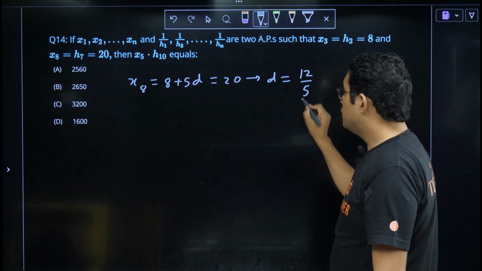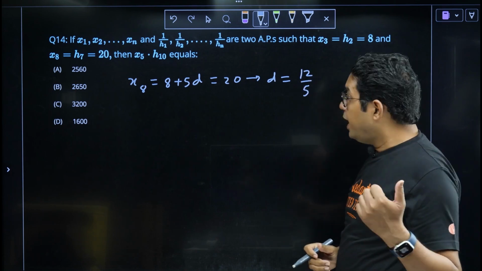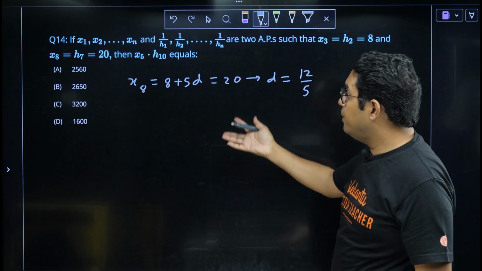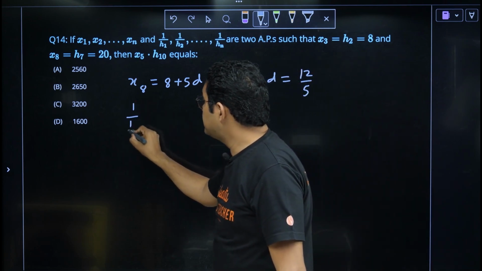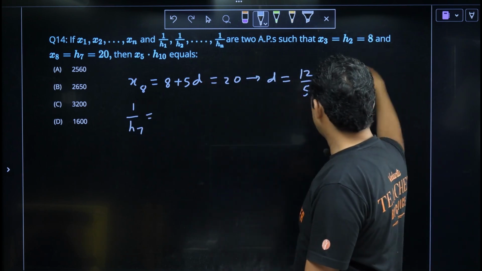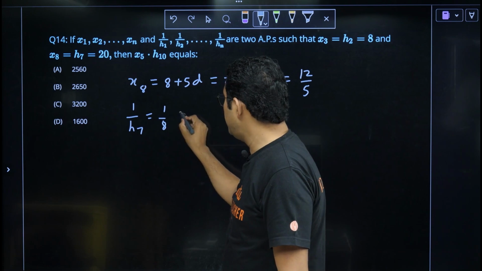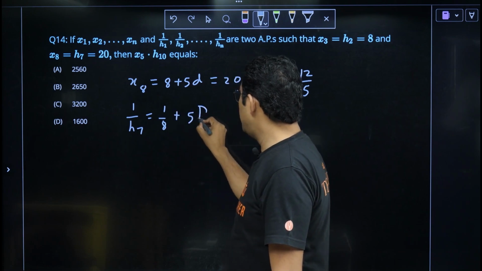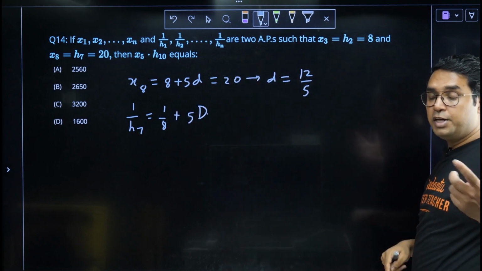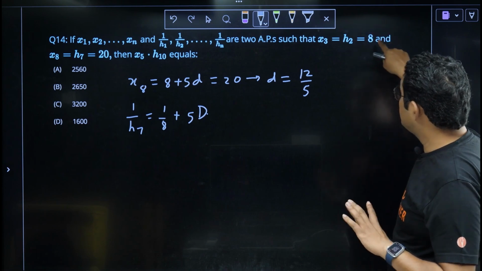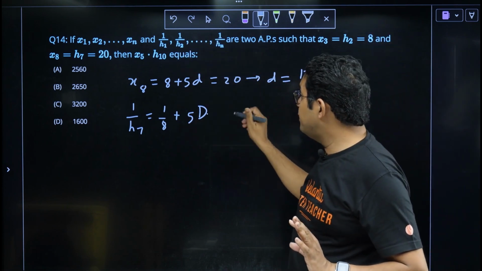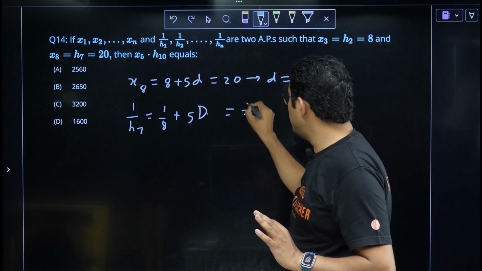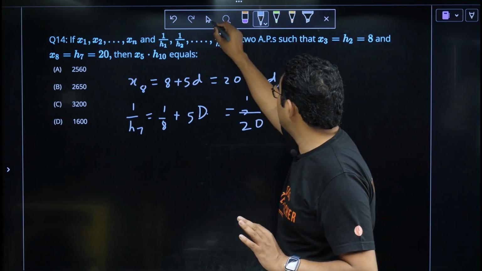Okay. Now, likewise, I'll do for HP also, or rather another AP you can say, because 1 upon H7 will be equal to 1 upon H2, which is 1 upon 8, plus 5 capital D, let us say. 1 upon H1, 1 upon H2 are also in AP. H2 is 8. H7 is 20, so 1 upon H7 is 1 upon 20. So this will be 1 upon 20 like this.